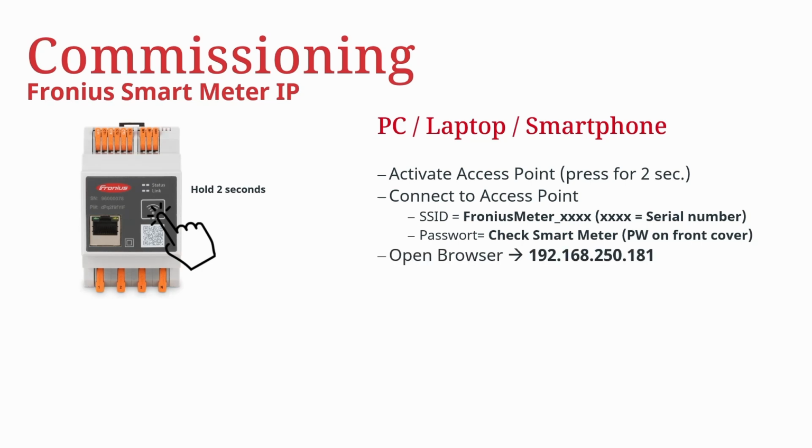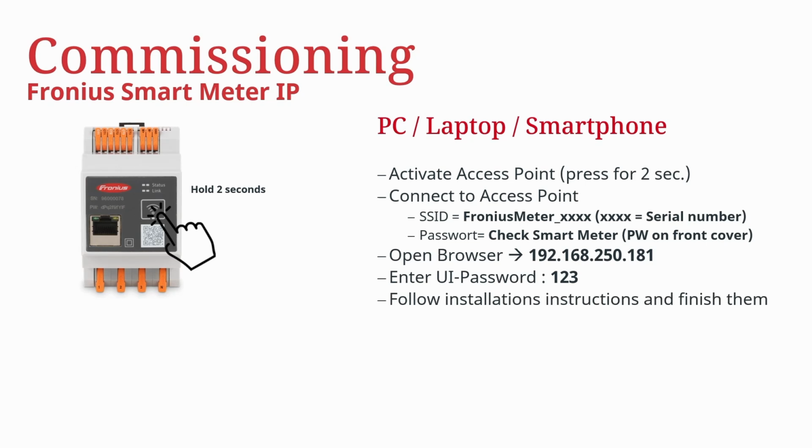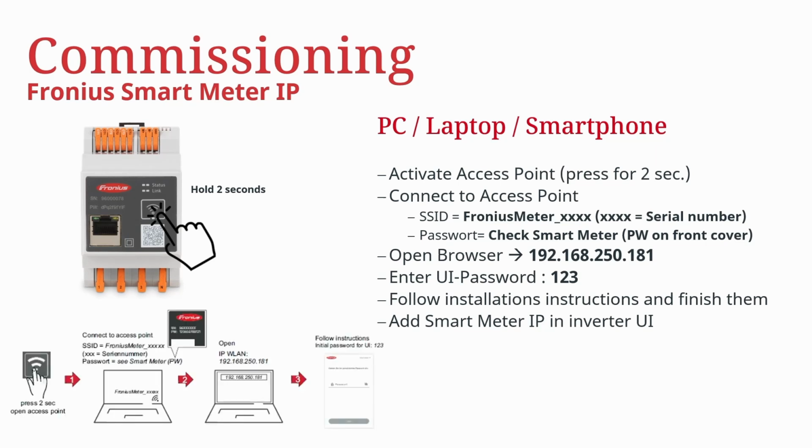And then we have the already known process. Open the browser, type in the IP address, and the UI password is again 1, 2, 3. Then follow the installation instructions and finish them. In the last step, as on the previous slide, switch to the web UI of your inverter and add the Smart Meter IP there. Then normally you should be finished, and the Smart Meter IP is commissioned and connected to your Fronius inverter.